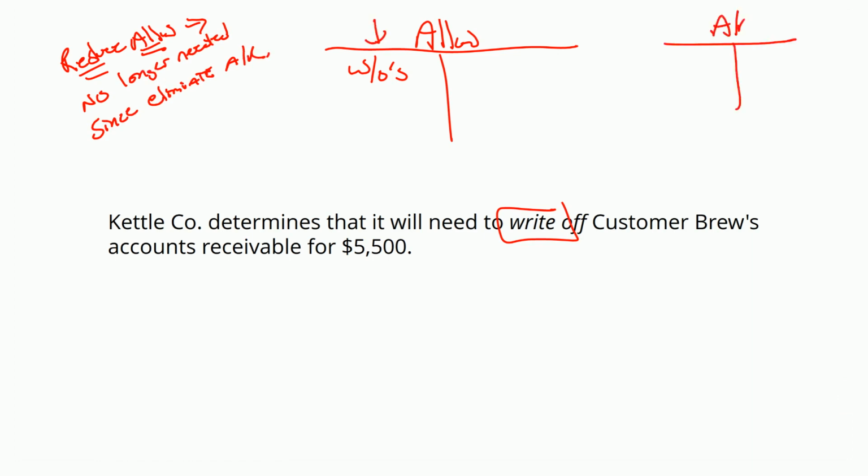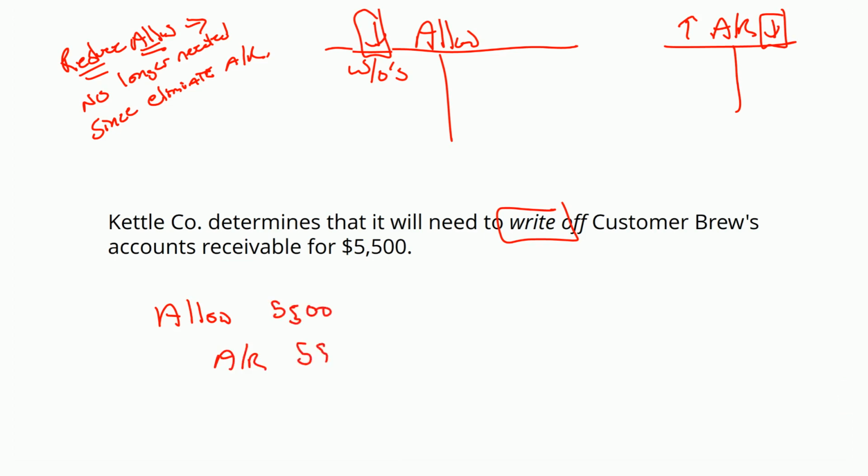How do we reduce an account receivable? Well, with what? A credit. Okay, so our journal entry, we would debit the allowance account. We would credit our accounts receivable for $5,500. Okay, now remember, when you reduce a contra asset, what happens to your assets? They go up. When you reduce accounts receivable, an asset, what does that do to your asset? It makes it go down.